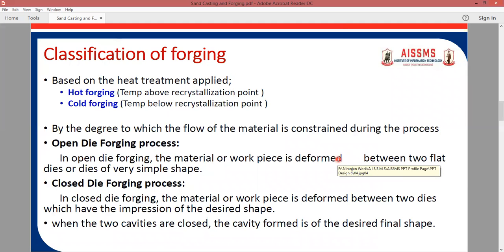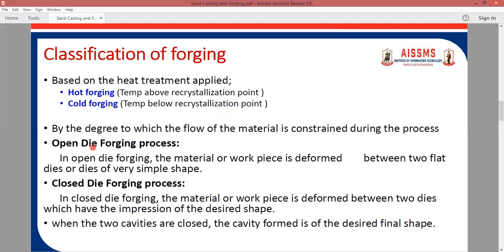Then classification of the forging process. There are two categories depending on the heat treatment applied. One is hot forging, the second one is cold forging. The temperature above the recrystallization point is hot forging and the temperature below the recrystallization point is cold forging. Means what? Hot forging is carried out at a temperature above the recrystallization point and cold forging is carried out at a temperature below the recrystallization point. And what is meant by recrystallization point? It is nothing but the temperature at which complete reorientation of a metal takes place. That particular temperature is called the recrystallization temperature.